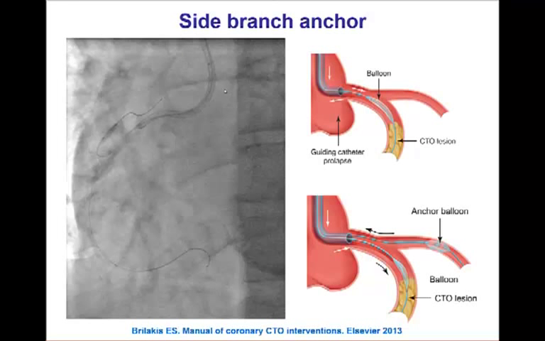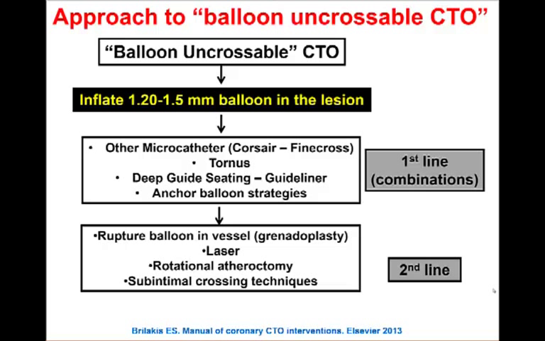We then tried with a side branch anchor in which a wire is advanced into an acute marginal branch and a small balloon is inflated. And what this does is it anchors the guide, so when the balloon is advanced through the CTO, the guide provides more support and more force in advancing the balloon forward. However, in spite of our efforts, this maneuver also was not successful in our case.